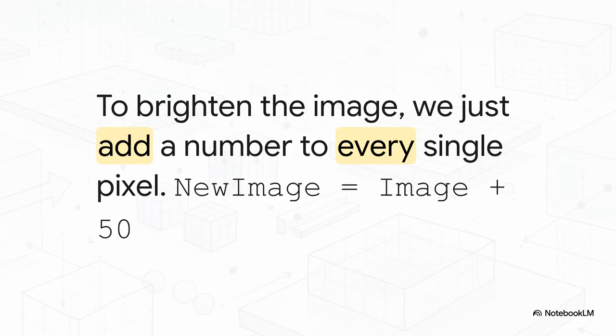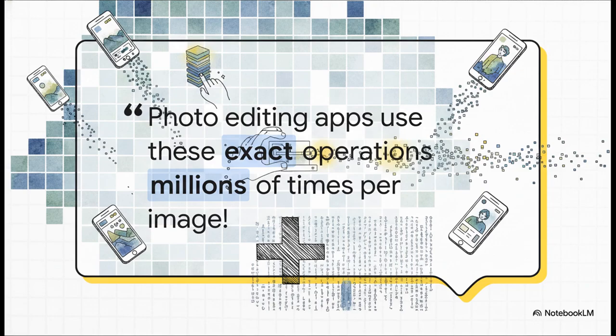It's just math. And here's what's really mind-blowing: the scale of it all. A single photo on your phone has millions of pixels. So when you move that little brightness slider, your phone is doing this super simple addition millions of times in less than a second. It is absolutely fundamental to how our technology works.